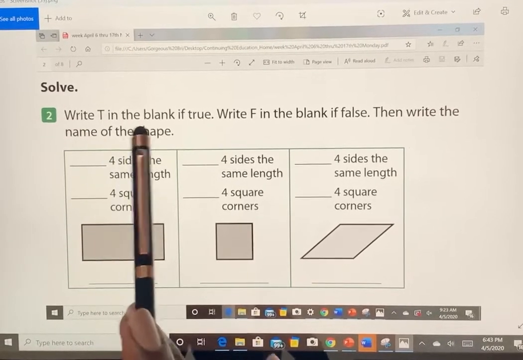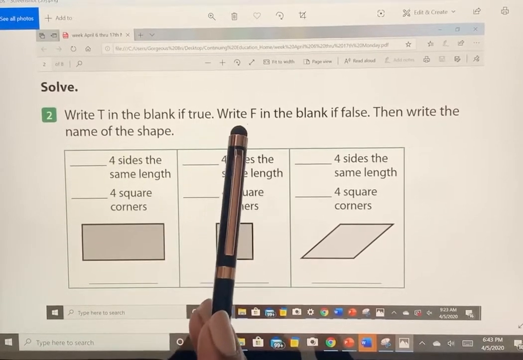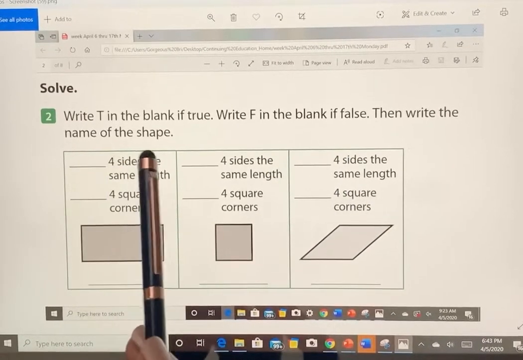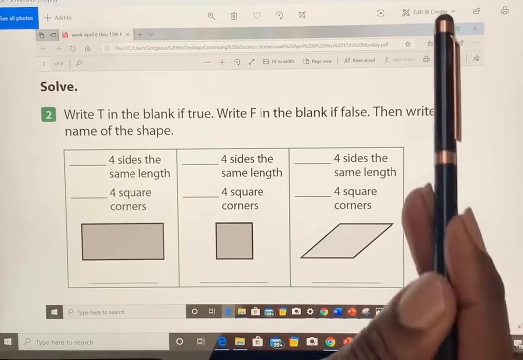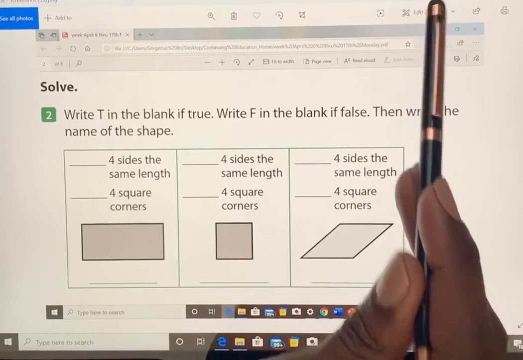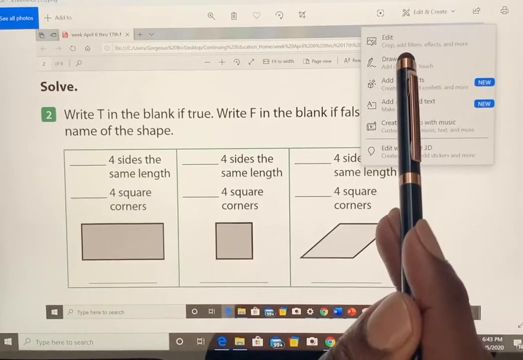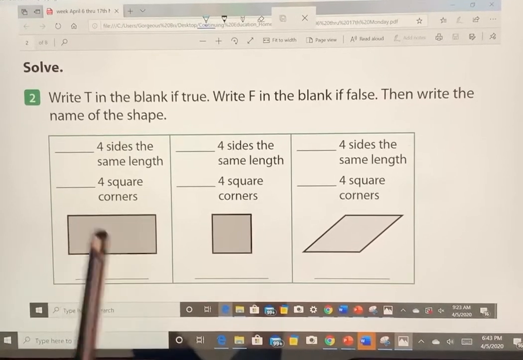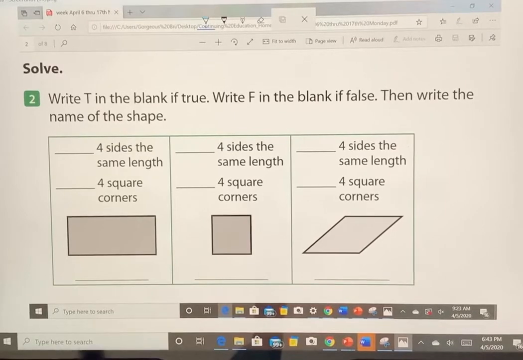Write T in the blank if true. Write F in the blank if false. Then write the name of the shape. So let's see if we can use our editing tool, and let's try to answer the questions about the shapes.